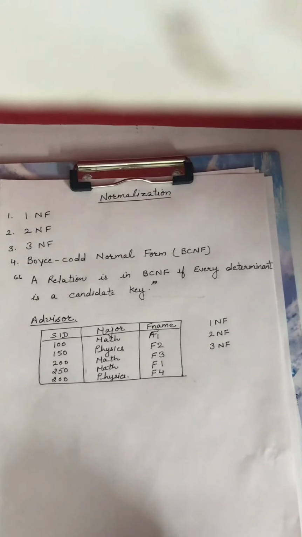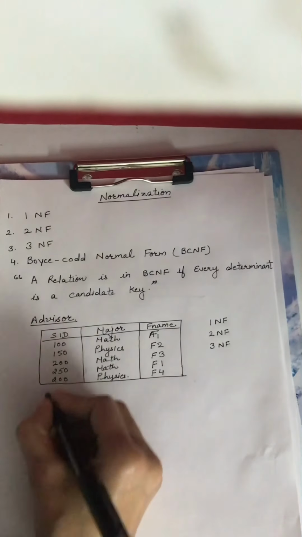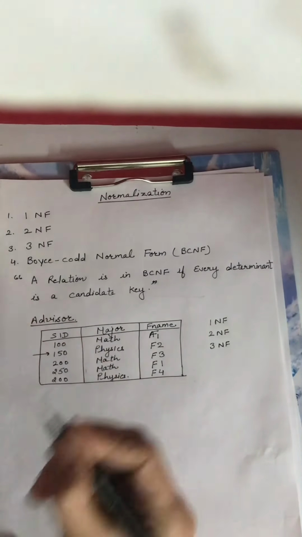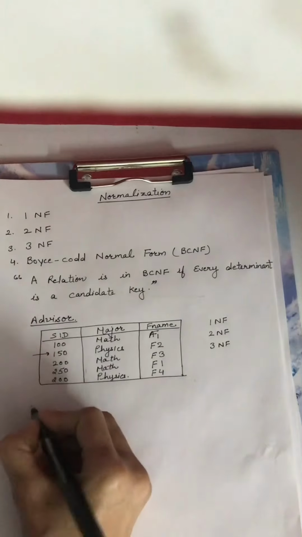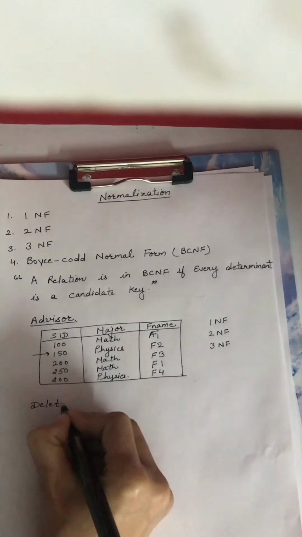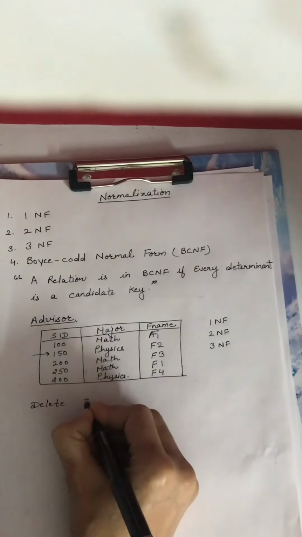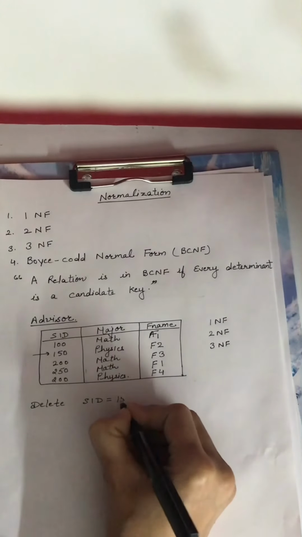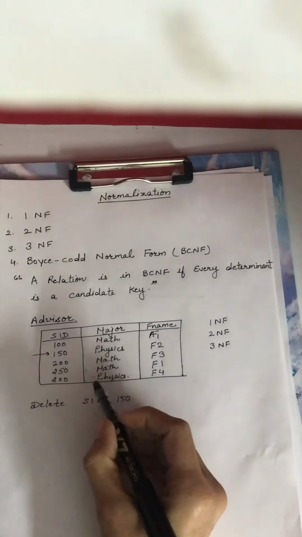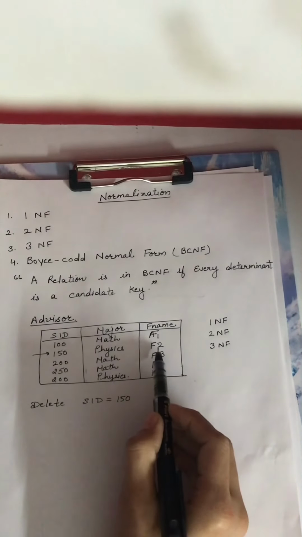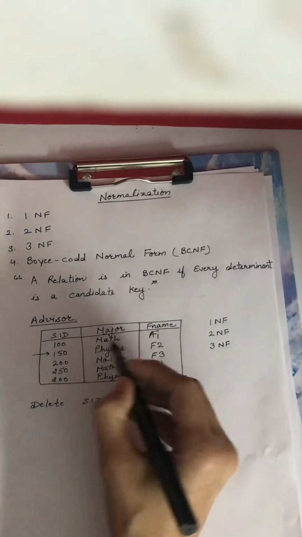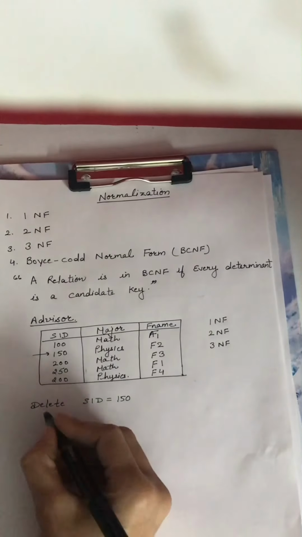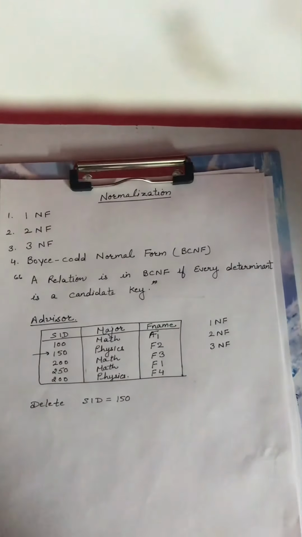What are those anomalies? Suppose the student 150 drops out of the school, then we will delete this record. If we delete the record corresponding to SID equal to 150, then we will also lose the information that faculty 2 is involved in physics. Faculty 2 is in major physics. So it contains deletion anomaly.